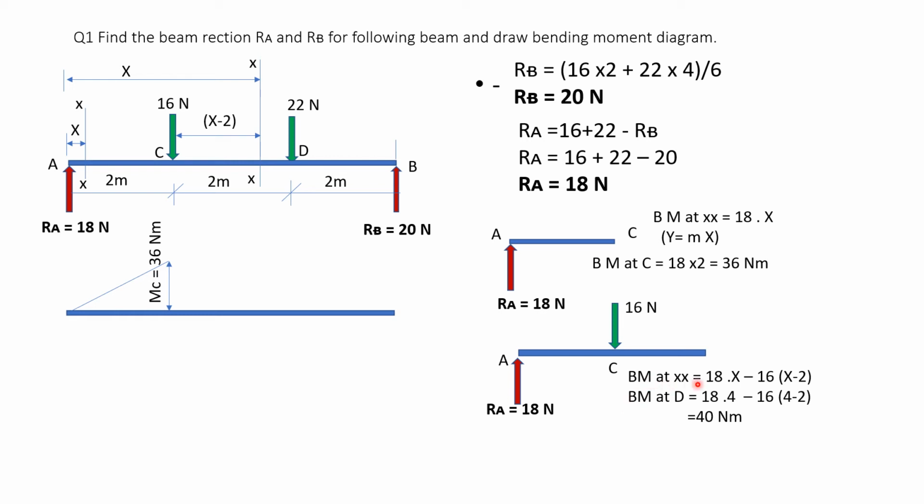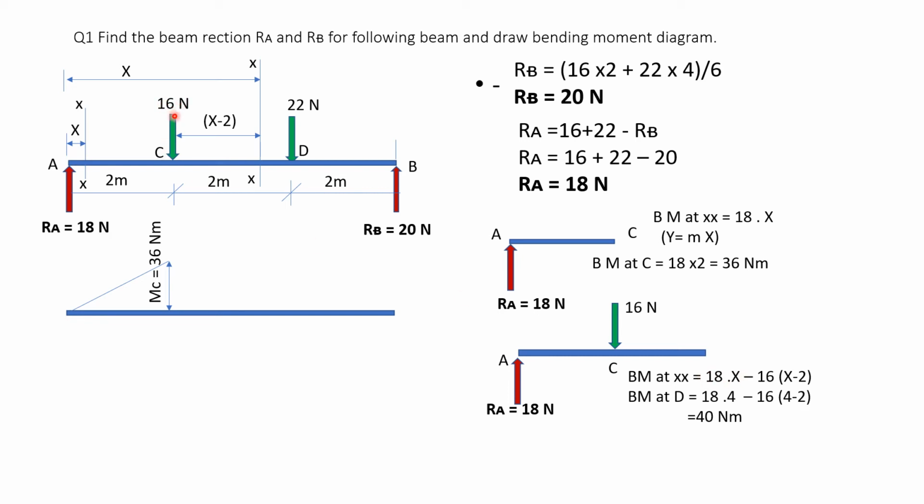So the bending moment at XX will be 18 into x. This is 18 here, and its distance is x. So 18 into x. The sign convention is if the force is going up, we take it positive. So 18 into x, the bending moment is positive.